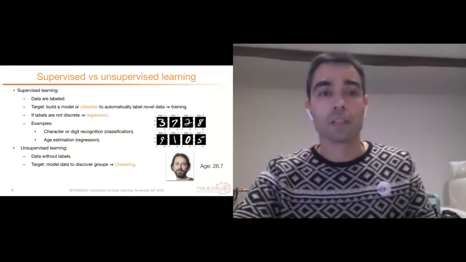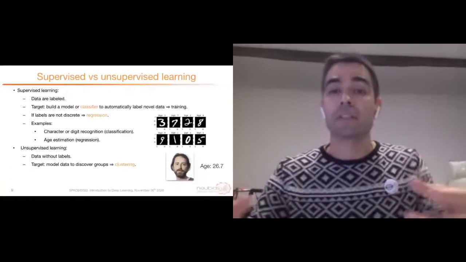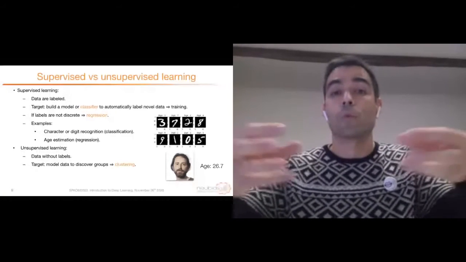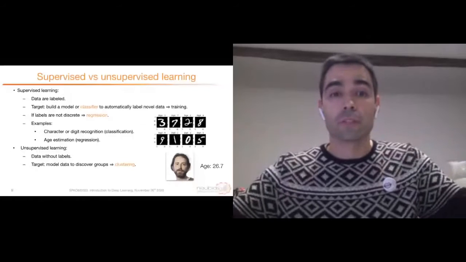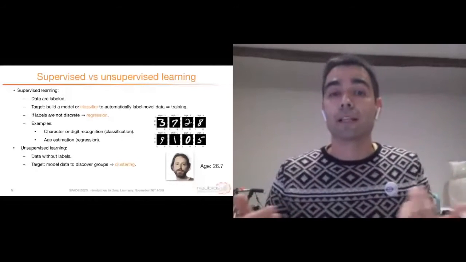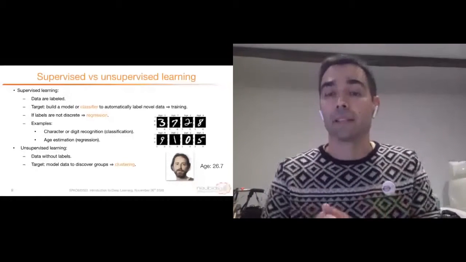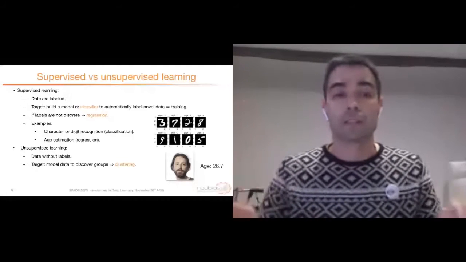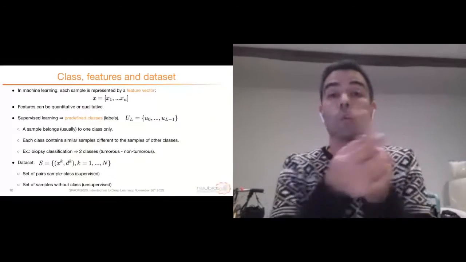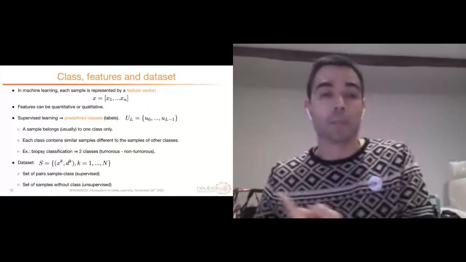So a few concepts that we always have in machine learning. One is the feature vector. Every sample is represented by a set of measurements that we call features. That's why we call it a feature vector, which can be numerical, but it can also be qualitative. And in supervised learning, we have a set of predefined classes. For example, in the digit example, we know that there are 10 categories, only 10 digits, and every sample belongs to only one of those categories. A 3 can only be a 3 and not a 3 and a 7.